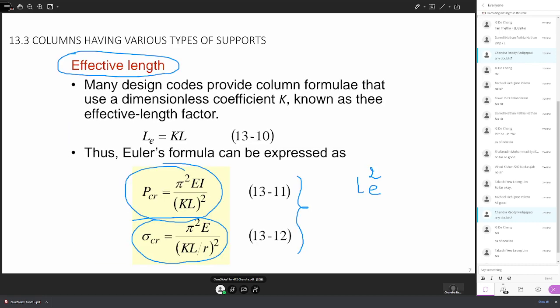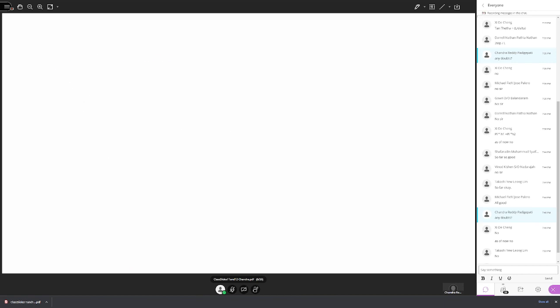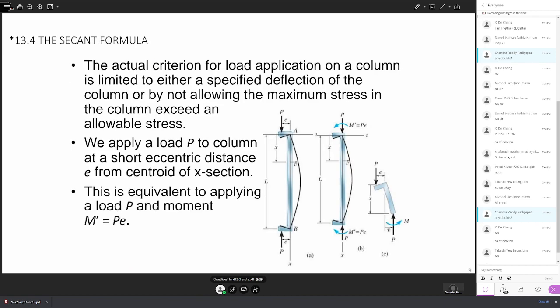But when the load is not acting at the centroid, but it is acting away from the centroid, now you can see here the load is acting not at the centroid of the cross section, but at a distance away from its centroid. So this E is called the eccentricity.